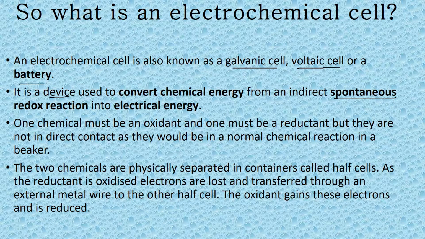One chemical must be an oxidant and one must be the reductant, but they are not in direct contact. In a normal chemical reaction, you have it in a test tube or in a beaker, but in this case they are not in direct contact. They are separated. These two chemicals that are reacting are physically separated in containers that we call half cells. As the reductant is oxidized, electrons are lost and are transferred through an external metal wire to the other half cell, and the other half cell contains the oxidant, which gains these electrons, and it is reduced.